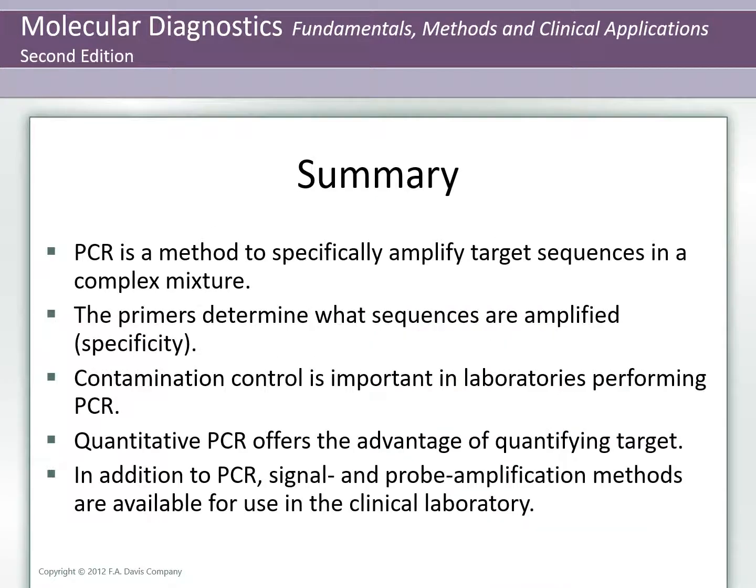So this concludes Chapter 7, Nucleic Acid Amplification. In summary, PCR is a method to specifically amplify target sequences in a complex mixture. The primers determine what sequences are amplified. Contamination control is important in laboratories performing PCR. Quantitative PCR offers the advantage of quantifying target. And in addition to PCR, signal and probe amplification methods are available for use in the clinical laboratory.